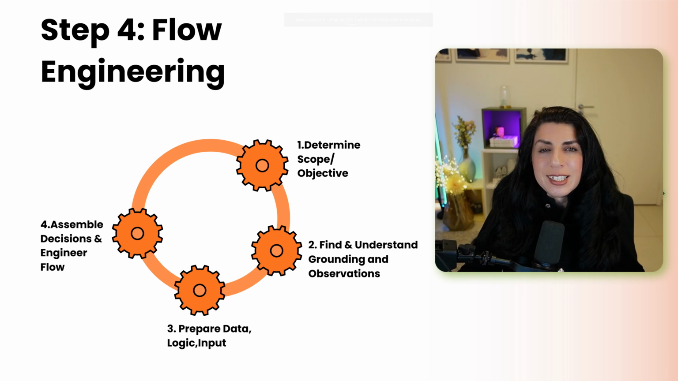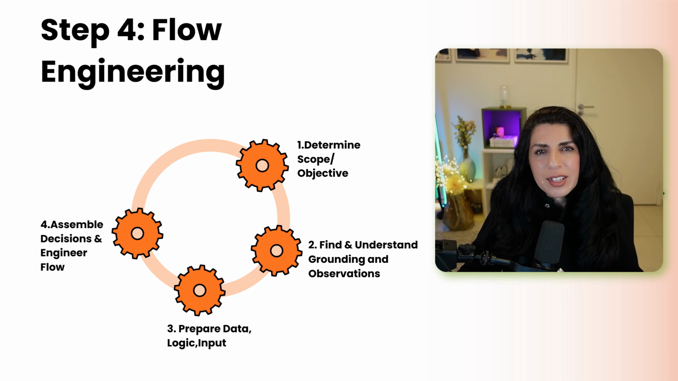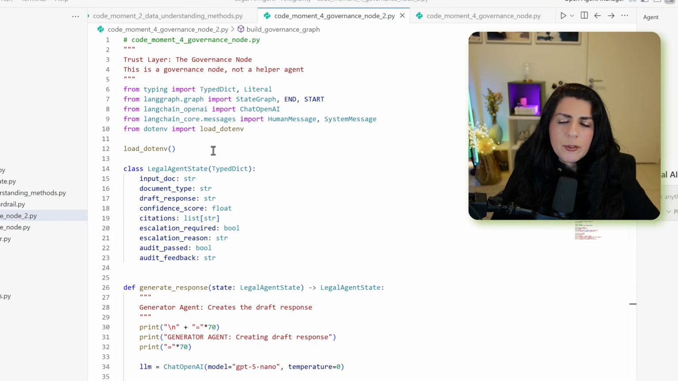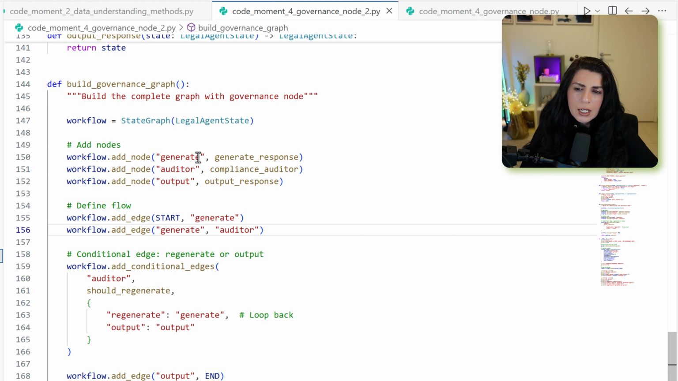If you have done everything that I mentioned in the last 3 steps, this step will be very easy. The only thing that you have to be worried about is your flow. So step 4 is about flow engineering, where you assemble your decisions and put everything together, and that becomes your multi-agent system. Let me show you in the code. First, AI agents. I built it also in LangGraph, and LangGraph is a graph, so you can see very easily which agent is handing off to another agent. So this is our state graph of LangGraph.